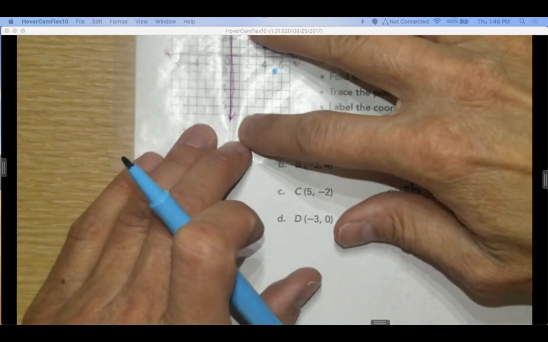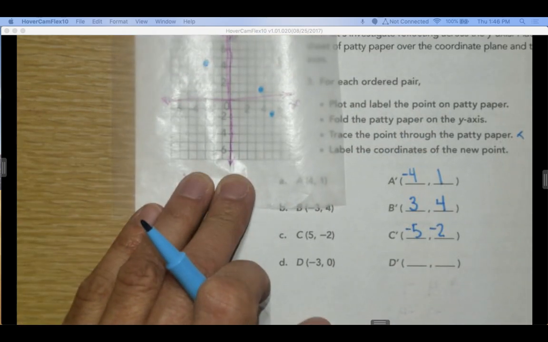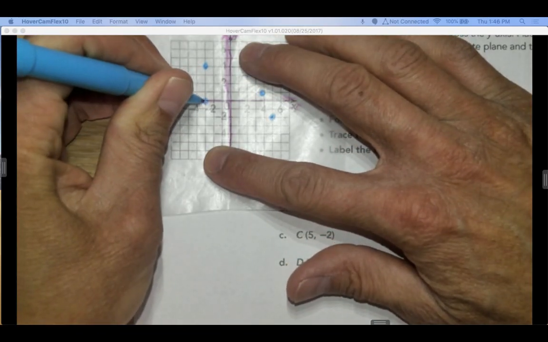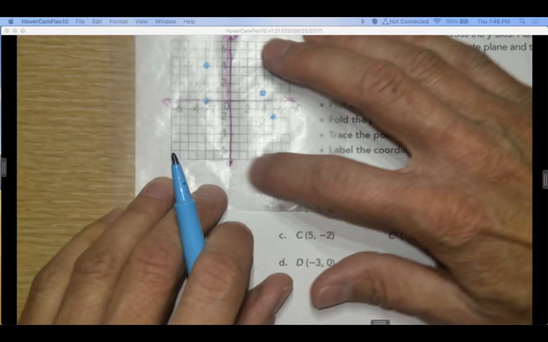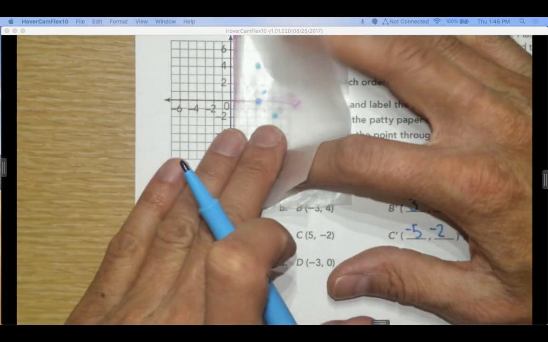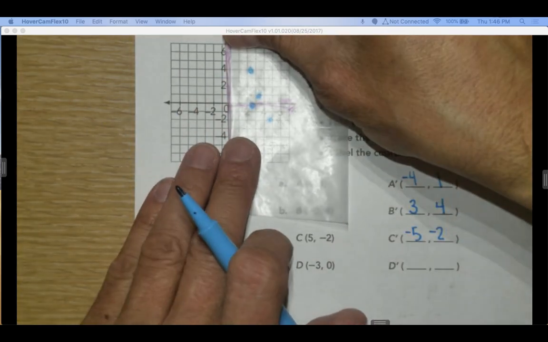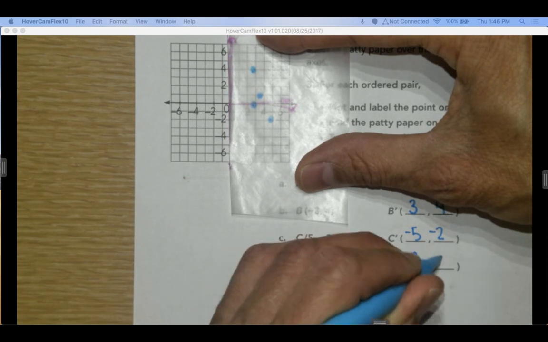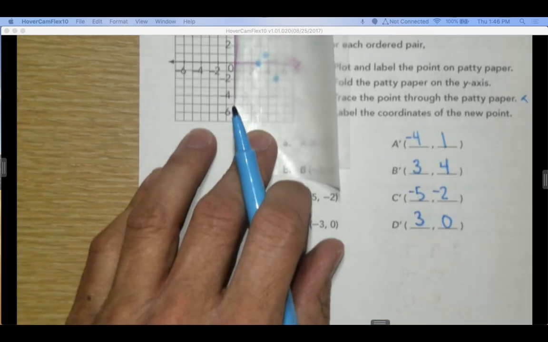Last but not least, I go to -3 and 0. So I go to -3 and 0 right here. I fold it over on the y-axis, and then it becomes 3 and 0. Okay.